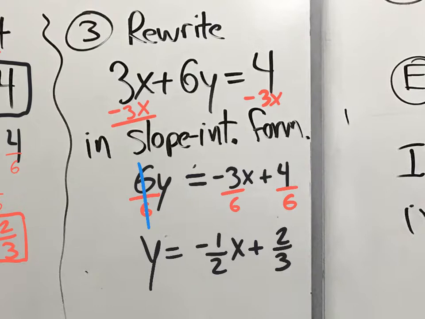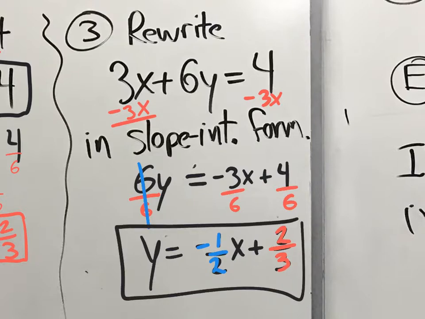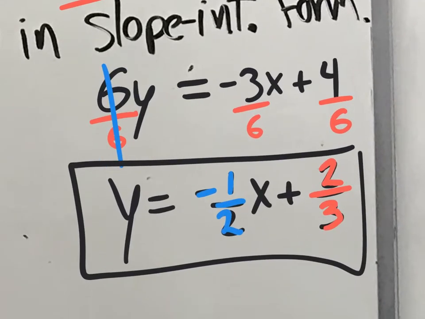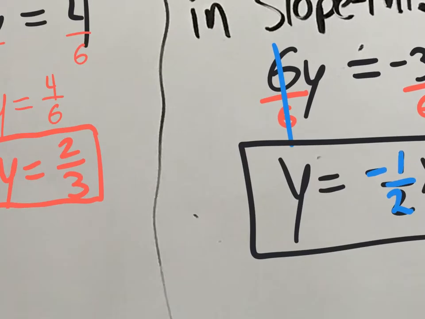So there is your y equals mx plus b equation. Your m is negative 1/2. Your b is 2/3. So if you were to graph this line, how do you start graphing y equals mx plus b equations? Where do you start? Start with the b. What is the b? 2/3, right? So we already started over here.